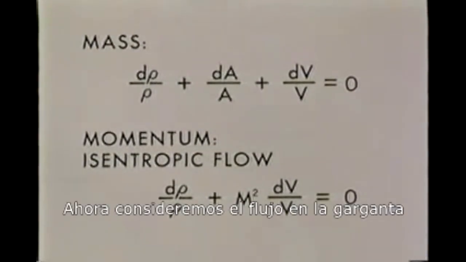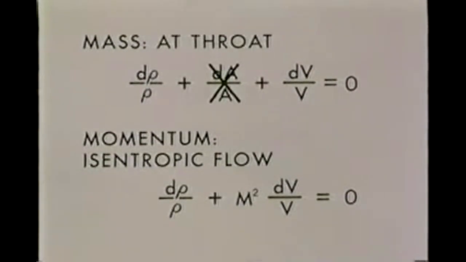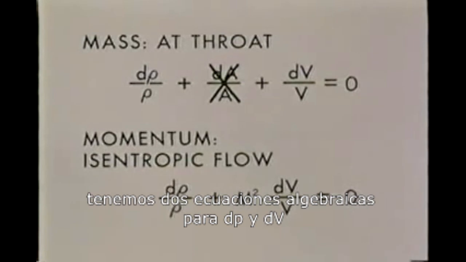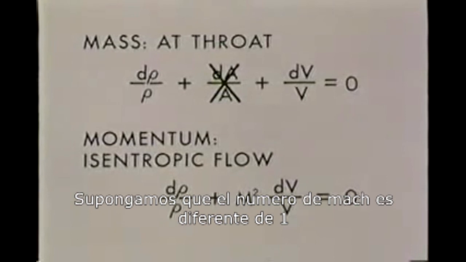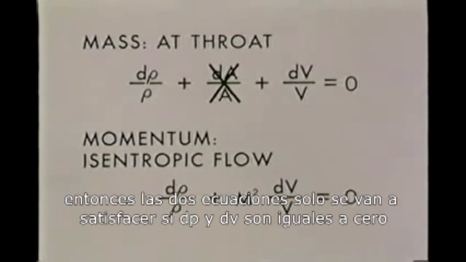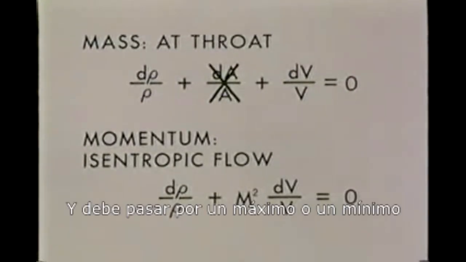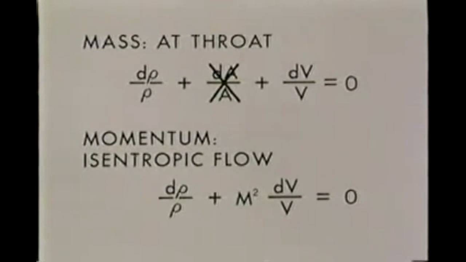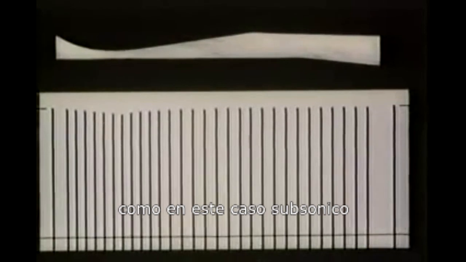Now let's consider flow at the throat, where the area is locally constant. We have two algebraic equations for d rho and dV. Suppose that the Mach number at the throat is not equal to 1. Then the two equations can only be satisfied if d rho and dV are 0. The velocity, density, and pressure are constant near the throat and must be going through a maximum or a minimum there. The flow has a kind of local symmetry about the throat, as in this subsonic case.